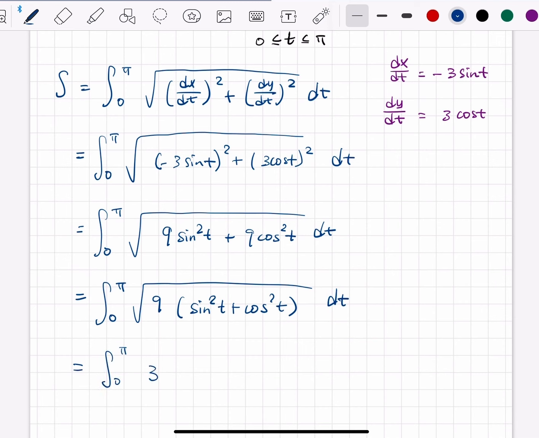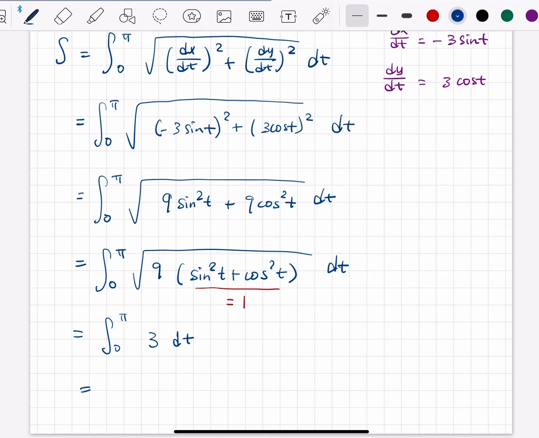And then this whole thing, sine squared t plus cosine squared t, is just equal to 1. So pretty much what we got at the end is just the integral from 0 to pi of 3 dt, which is 3t from 0 to pi, which is 3 pi.